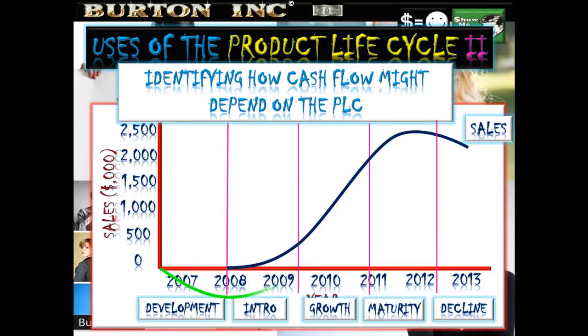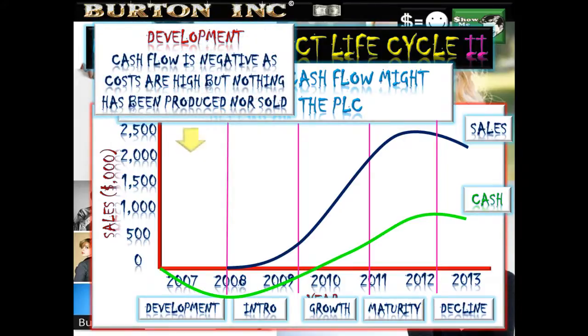And if we have a look at cash flow here, straight away, as soon as we start the development process, this product is starting to consume cash. Right, in the research and development stage, cash flow is negative, costs are high, and obviously nothing has been produced nor sold. Cash flow is negative. We're hemorrhaging cash.